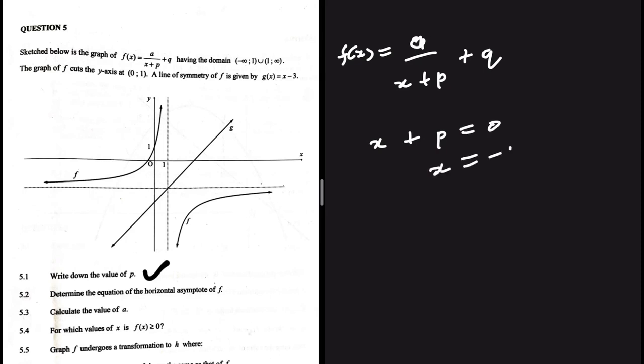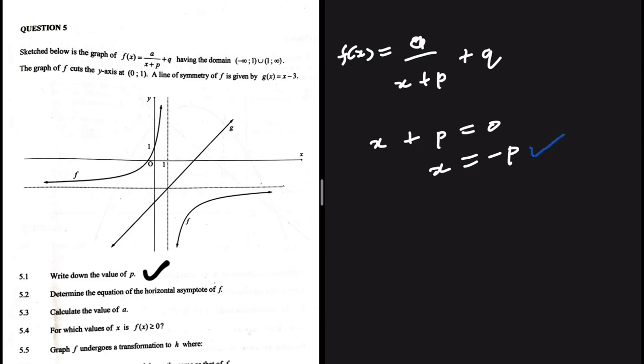Let's take a look at 5.1. Write down the value of p. So what are we dealing with here? We have f of x equals a divided by x plus p, plus q. To find the vertical asymptote, we have to say that x plus p is equal to 0, so x is equal to minus p. This is how we find the vertical asymptote.